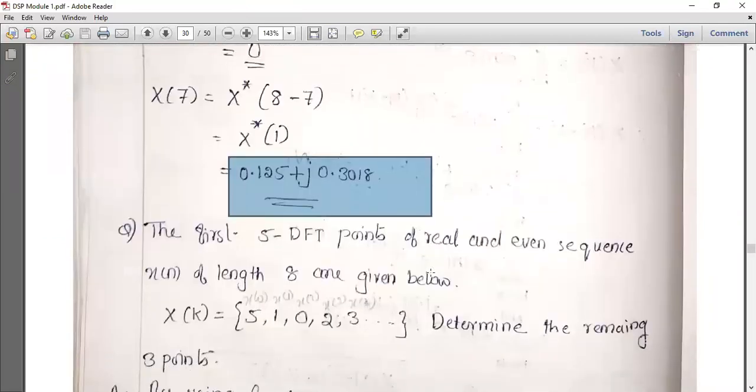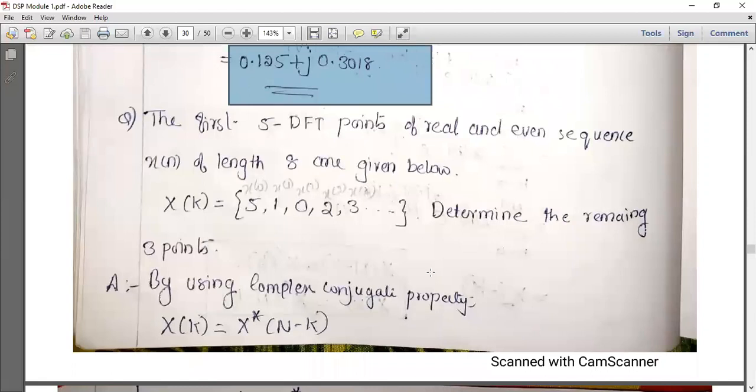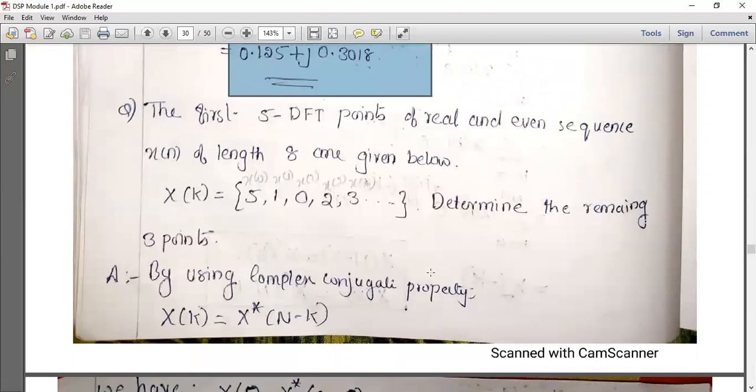Okay. Similarly, we have the next question. First 5 points of a real and even sequence x of n of length 8 are given below, as x of k is equal to 5, 1, 0, 2, 3. It is a real sequence, and 5 points are given to us. We have to find the remaining 3 points. By using the complex conjugate property, we have x of k is equal to x conjugate of n minus k.